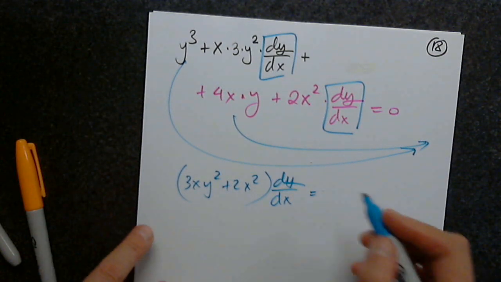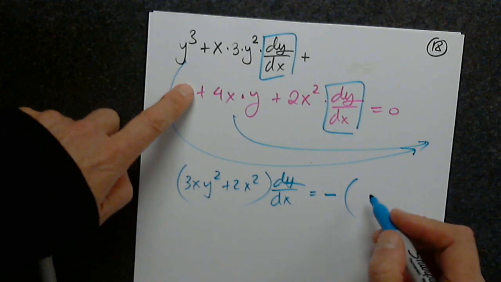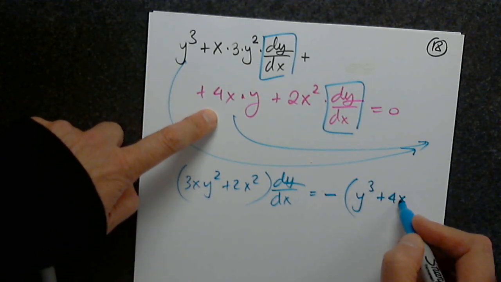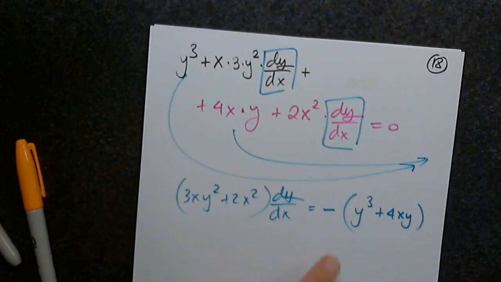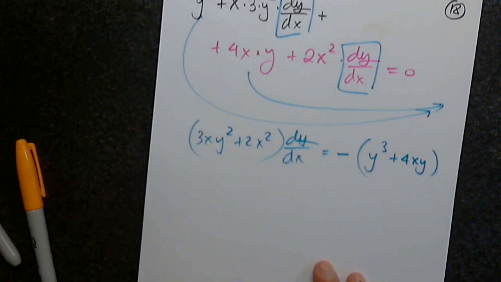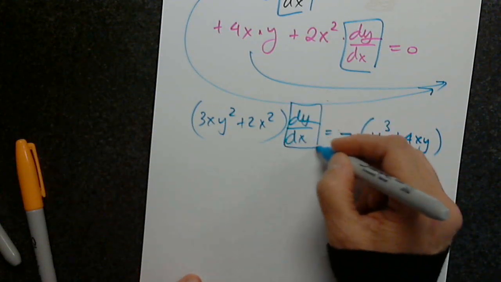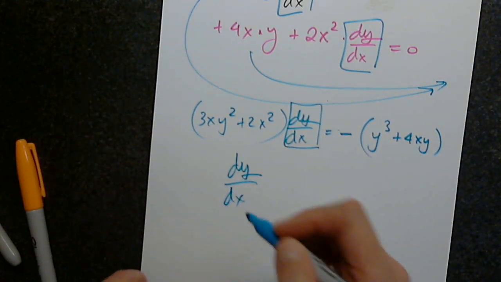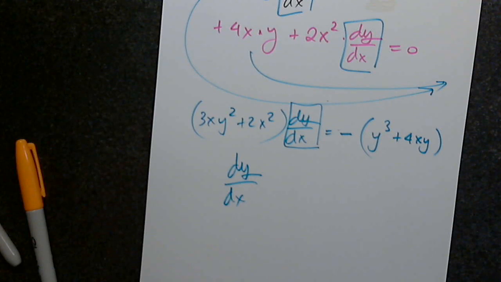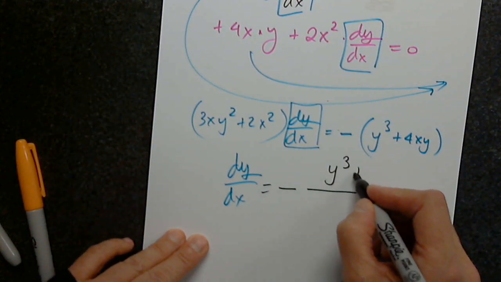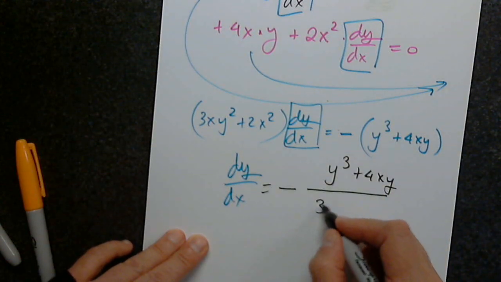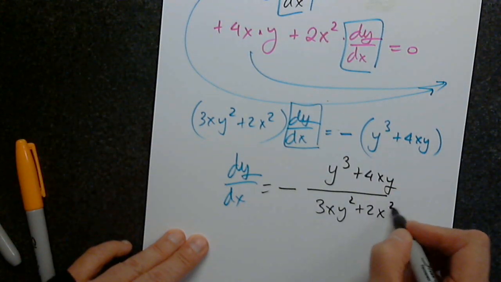On the right-hand side, I have a minus in front, and I have y cubed plus 4xy. I put the minus in front, but you don't have to. You can distribute if you want to. I am after this quantity. How do I solve this equation, which is now linear? It's a linear equation in dy over dx. How do I solve it for dy over dx? Divide. So put the minus in front. The top is y cubed plus 4xy and the bottom is 3xy squared plus 2x squared.